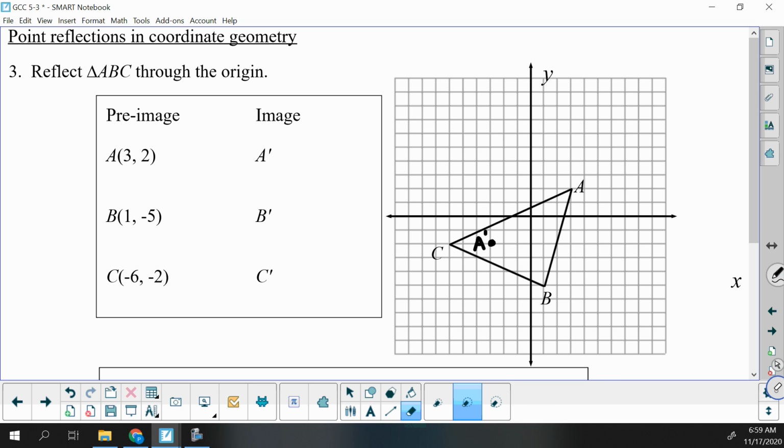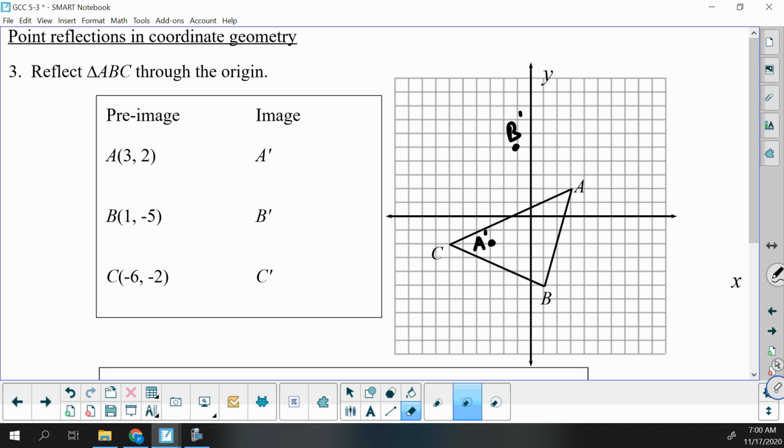So you count how you have to move to get to the point that you're reflecting through, and then repeat it, and that gives you your image. We'll do B next. B is going up 5 and left 1. So we'll again go up 5 and left 1 from the origin, and that gives us where B prime is.